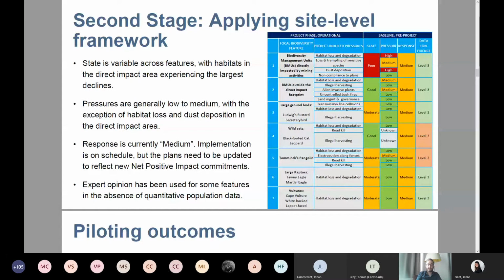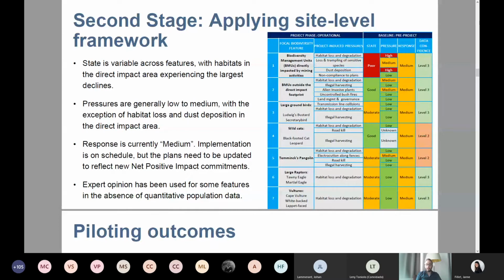The implementation of the plan is on schedule. However, since the Biodiversity Action Plan was developed, Anglo American have now adopted a net positive impact commitment. And so the plan has been identified as needing to be updated in order to reflect this new commitment.